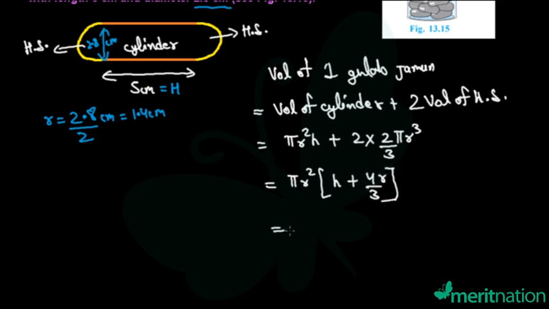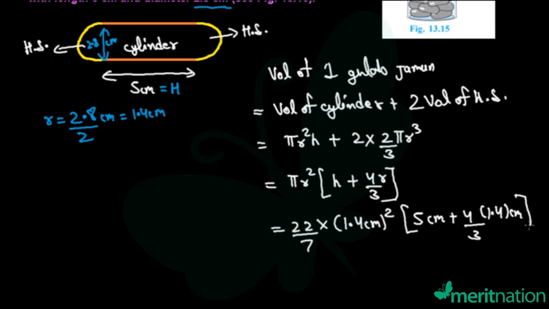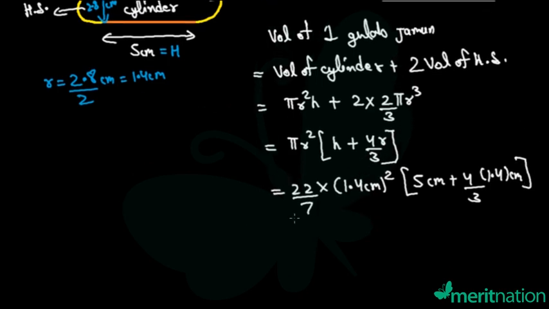Now let's substitute the values. 22 by 7 for pi, into r square, so it would be equal to 1.4 centimeters square multiplied with h plus 4r by 3. So h is equal to 5 centimeters, plus 4 by 3 times radius, once again 1.4 centimeters. Now if you calculate this value, the volume of one gulab jamun that you will get would come out to be 25.05 centimeters cube. This is the volume of one gulab jamun.